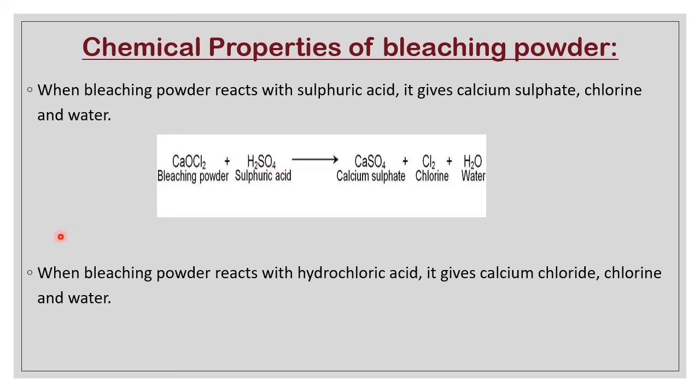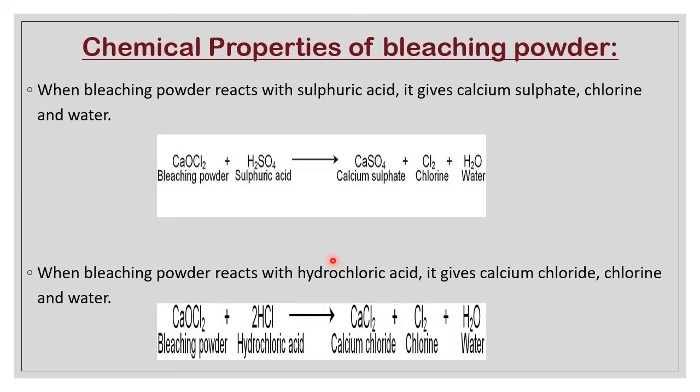When bleaching powder reacts with hydrochloric acid, it is the same as the reaction with sulfuric acid. With sulfuric acid, sulfate; with hydrochloric acid, chlorides. Which chloride? Calcium chloride. So this is a similar reaction to the previous one. The only thing is that here we have changed the acid. See, CaCl2 plus Cl2 plus water.